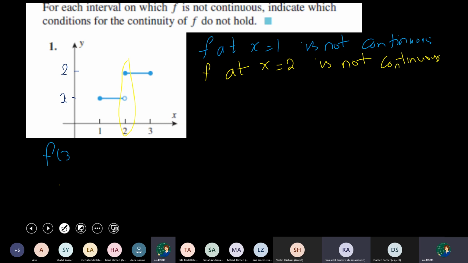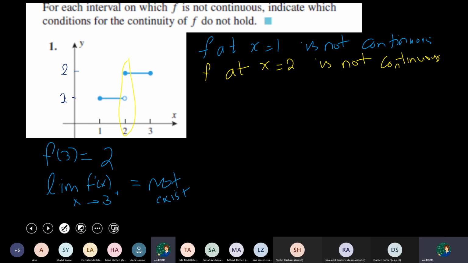Limit, I'm sorry, f of 3. What is the value of f of 3? 2. 2, thank you. Now limit f of x when x approaches 3, but from the right now. From the right. Unknown. Yes, thank you. So I can say it's not exist.